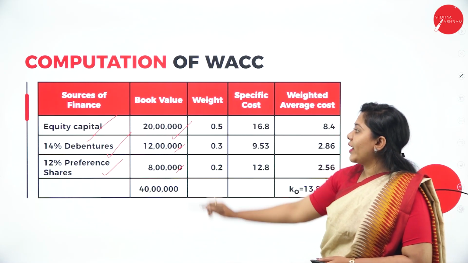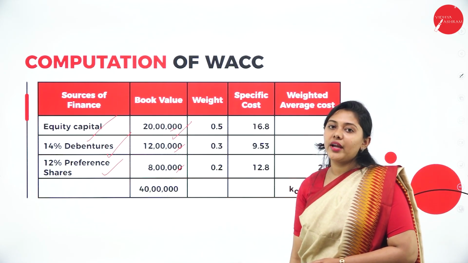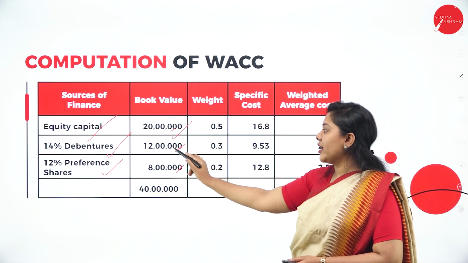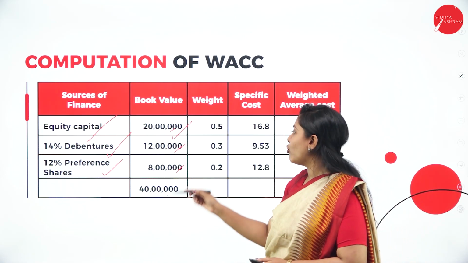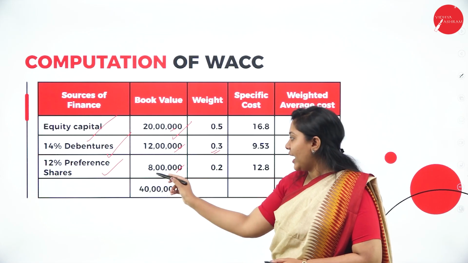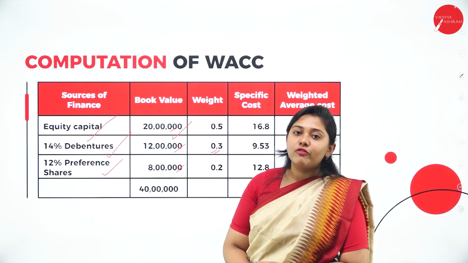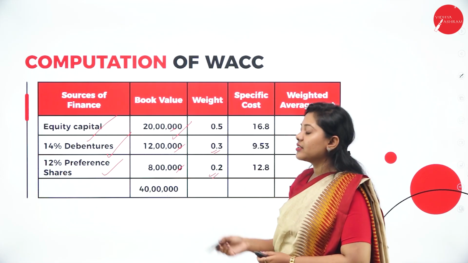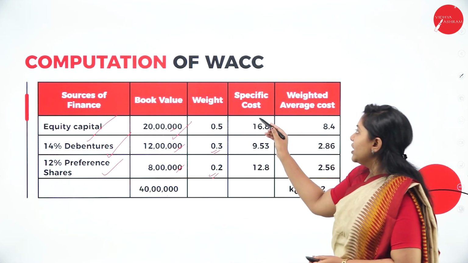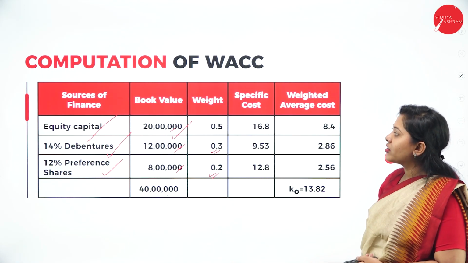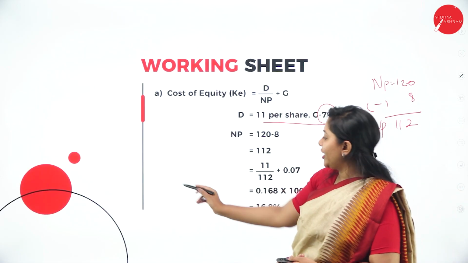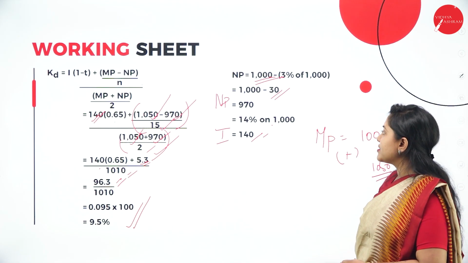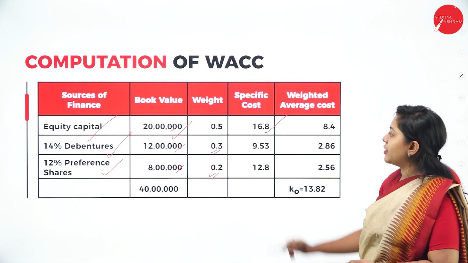So how do you get the weight? 20 lakh divided by 40 lakh, 0.5. 12 lakh divided by 40 lakh, it is 0.3. 8 lakh divided by 40 lakh, the answer you get is 0.2. Next is specific cost. What is the specific cost of equity? 16.8%. We have written 16.8%.